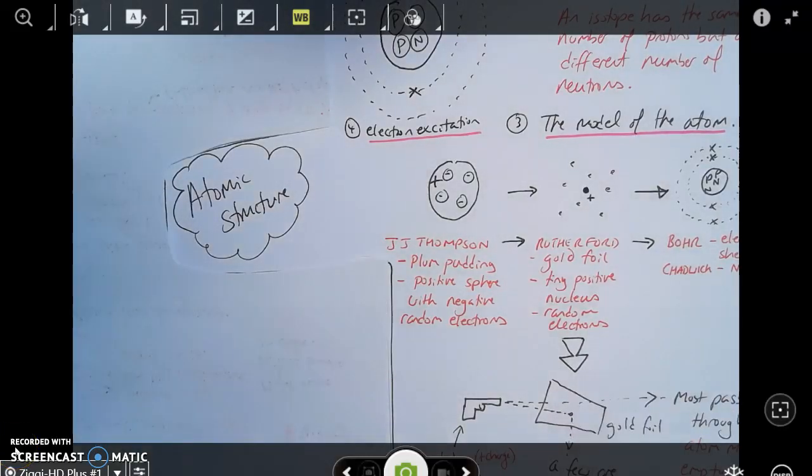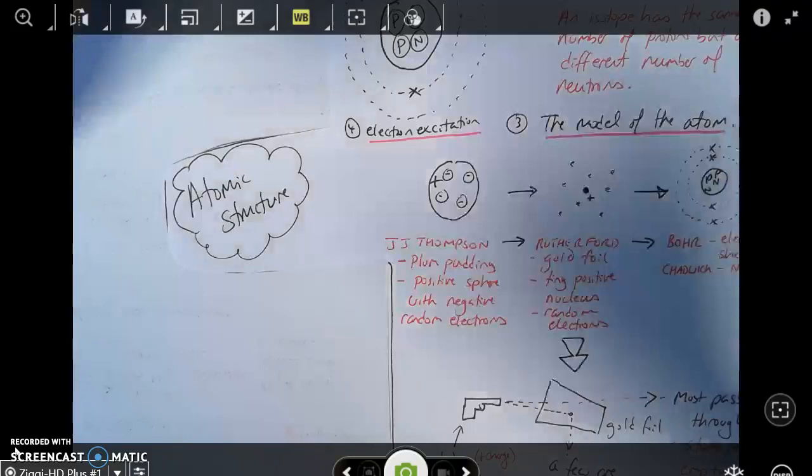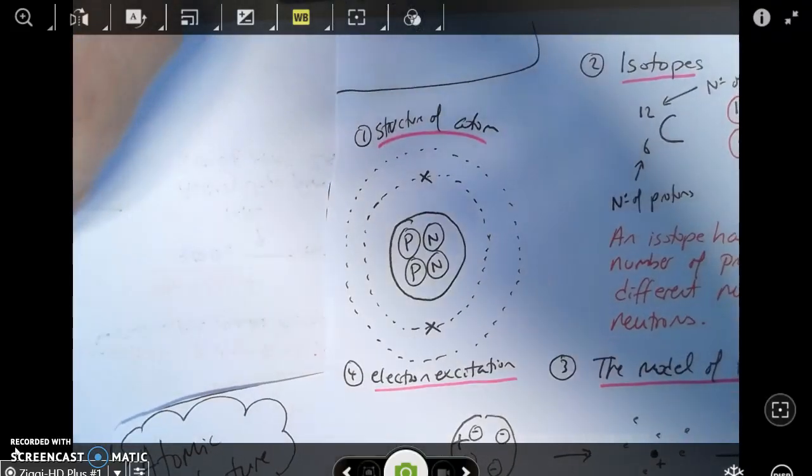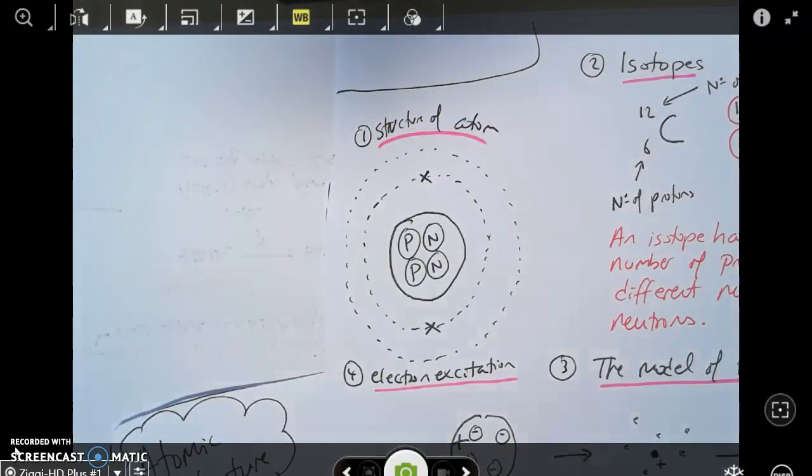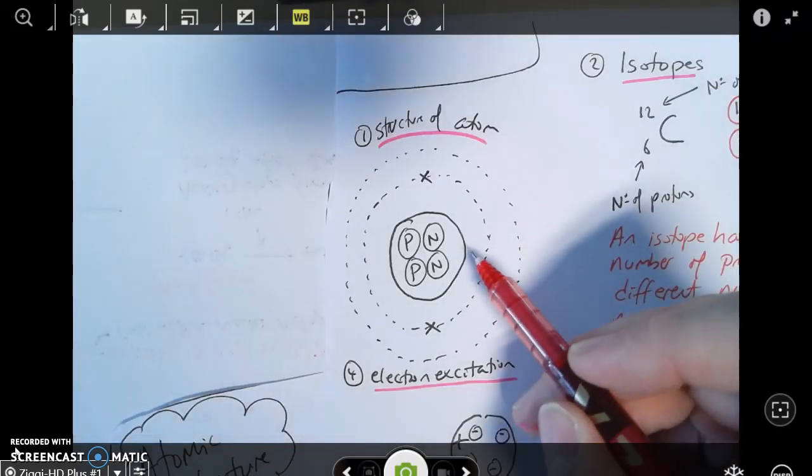Welcome to this short video on atomic structure, which is for Physics Paper 1. First thing you need to know about is the structure of the atom. And the things you need to know are that in the centre of the atom is the nucleus.